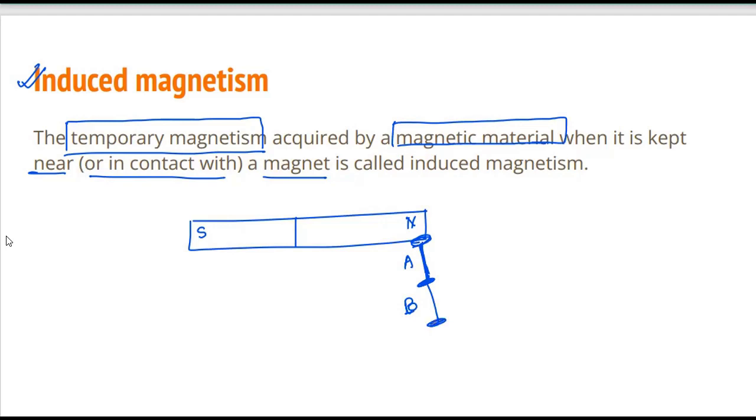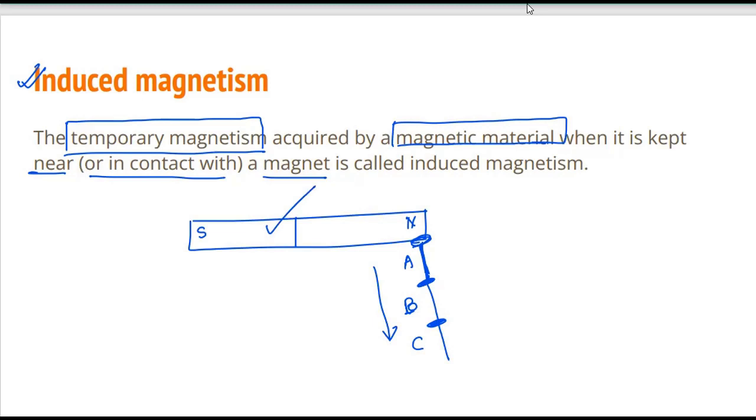If you bring any other iron pin, say C, close to B, then B will keep this C attached to itself. What does it mean? Obviously the strength of magnetism is gradually decreasing as we are adding more pins. But what we are seeing is that A, B, C have developed a kind of magnetism in themselves. These pins have acquired magnetic properties when in contact with a real magnet, or maybe when near a real magnet.